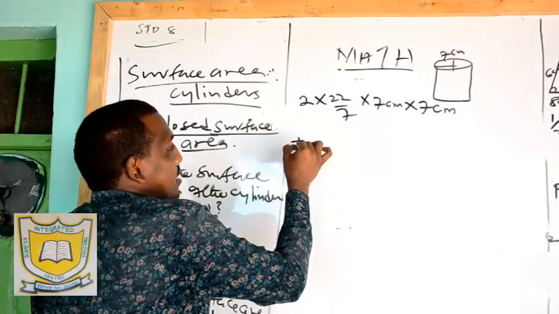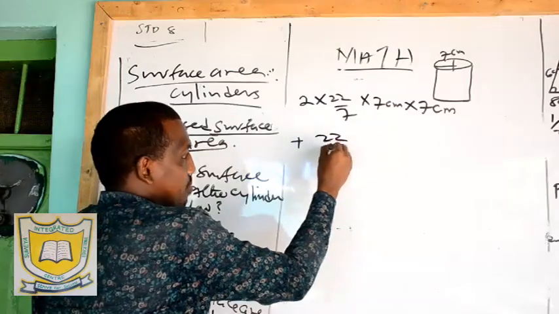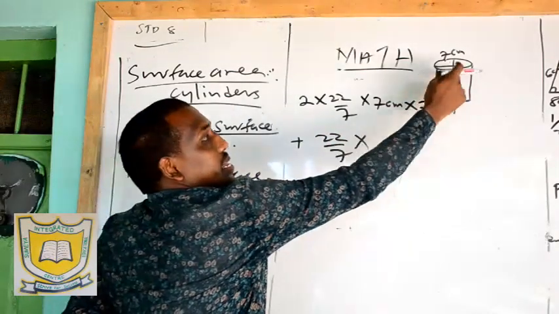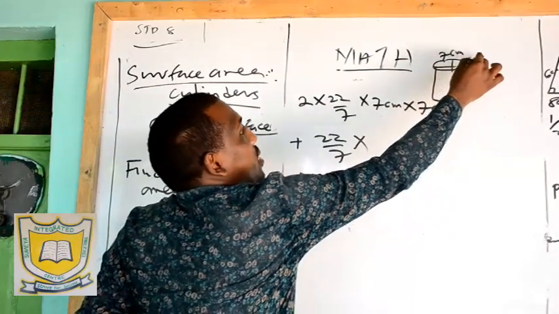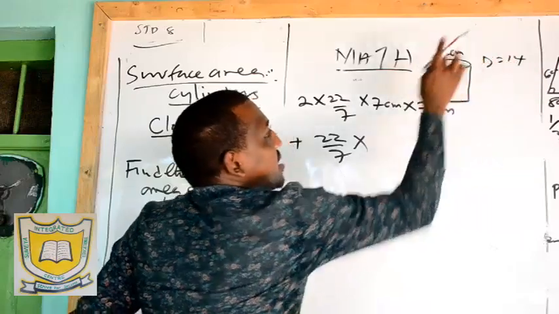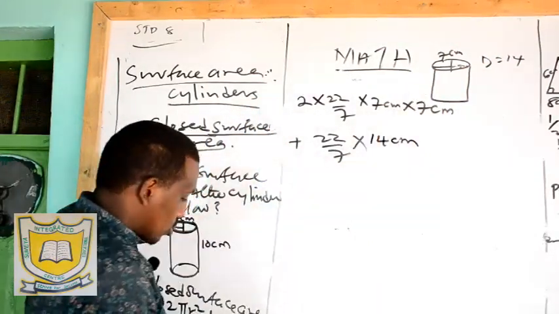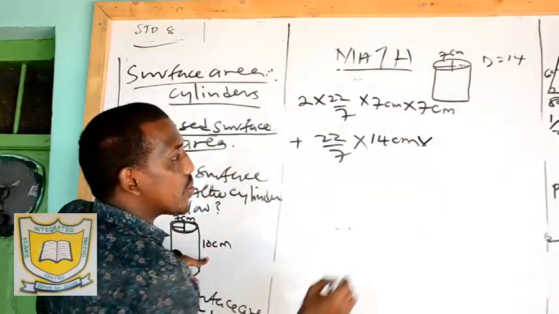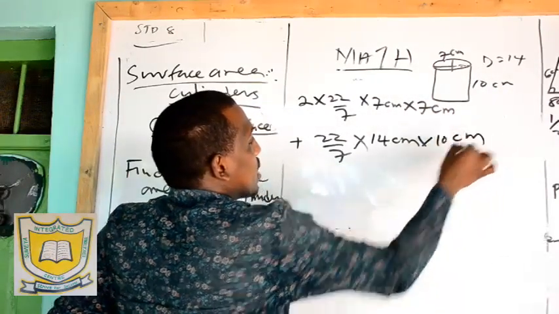So plus πdh: 22 over 7 times d, the diameter. The radius is 7. The diameter, when it is full, we have learned that one, will be 14 now, because the radius is 7. So times 14 centimeter. Why do we say d? Because the formula is saying d. D means diameter, times height. The height you are given is 10 centimeter, times height, which is 10 centimeter.